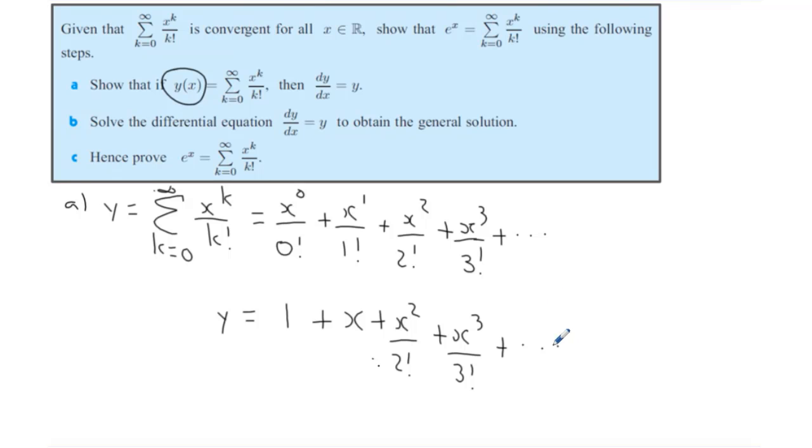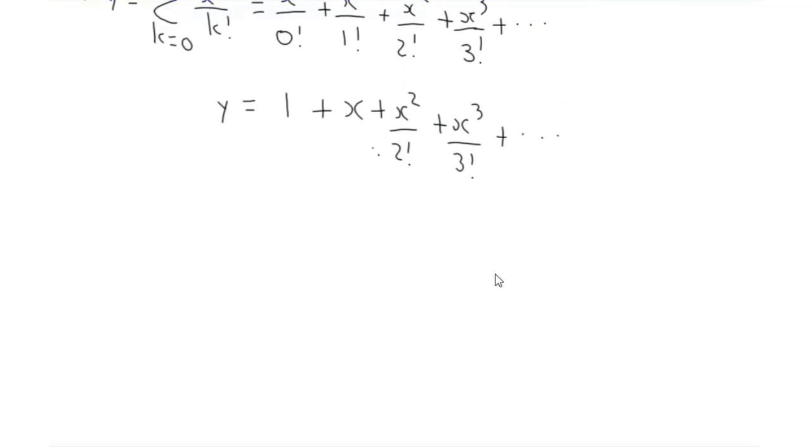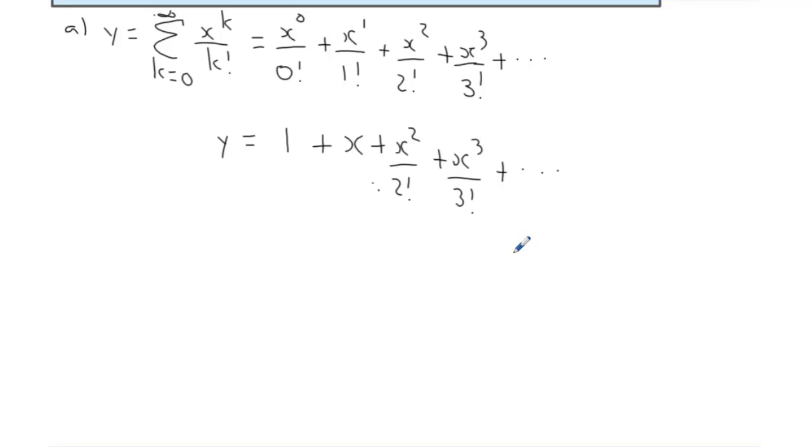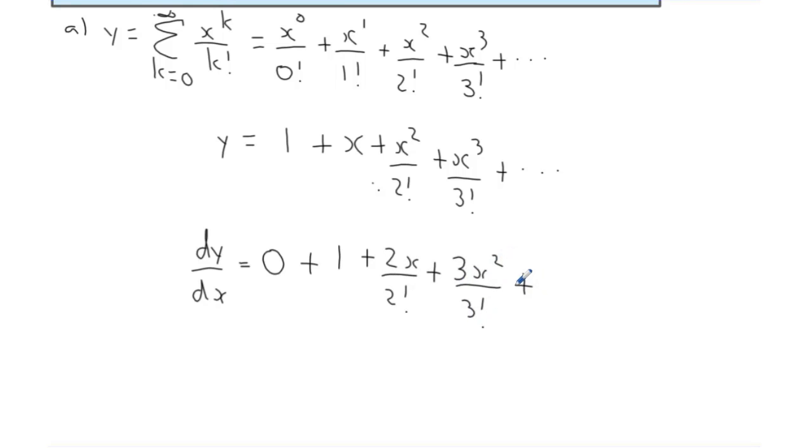Okay, so we have been asked to find dy by dx, so I'm going to differentiate this power series. So dy by dx equals, well, if we differentiate 1, that's going to be nothing, plus the derivative of x with respect to x is 1, plus, and then you've got the 2 coming to the front, so you've got 2x over 2 factorial, plus 3x squared over 3 factorial. Might just include one more term, so it would have been x to the 4 over 4 factorial, so that would be 4x cubed over 4 factorial, and so on.